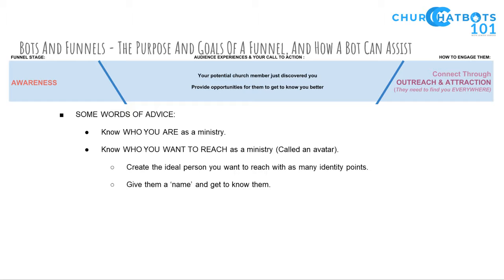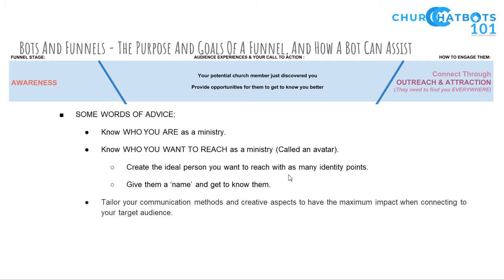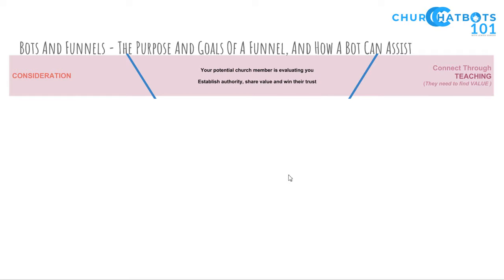And so you're going to communicate to Charlie a little bit different than you're going to talk to Billy. Knowing that, and who you want to reach and how you're going to reach them, is pretty important, because you want to tailor your communication methods and creative aspects to have the maximum impact when connecting to your target audience.